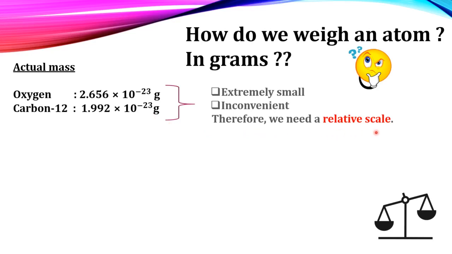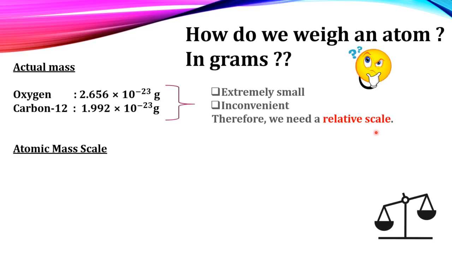What do I mean by relative is that you choose an element, fix a value for that, and then you can get the weights of the remaining elements with respect to the weight of that particular element. So the remaining ones will be with respect to that particular standard which you are fixing. Okay, so that is known as a relative scale. So here in this case we'll be using the atomic mass scale.